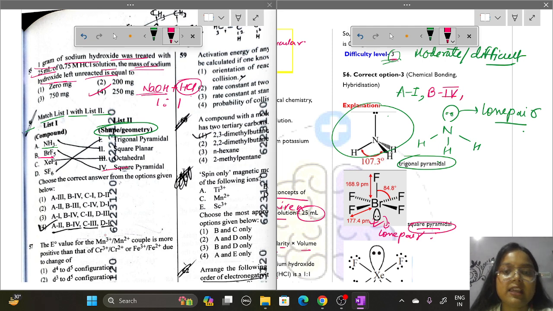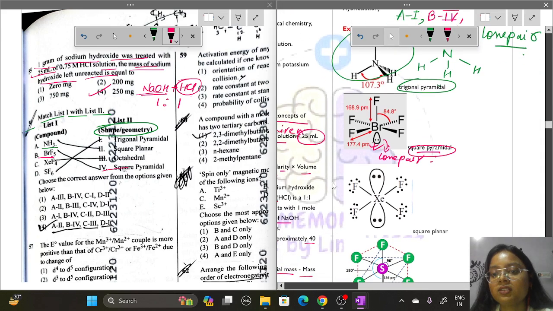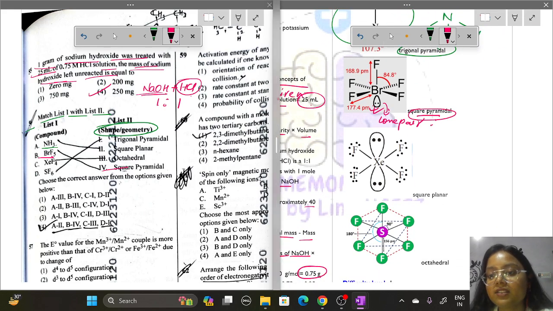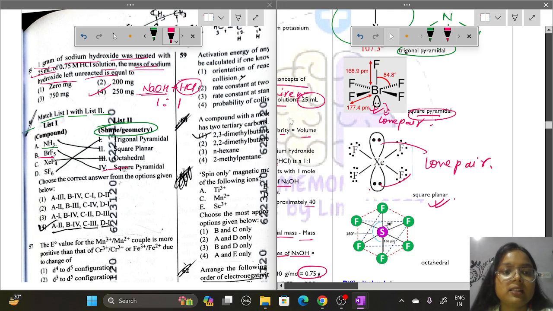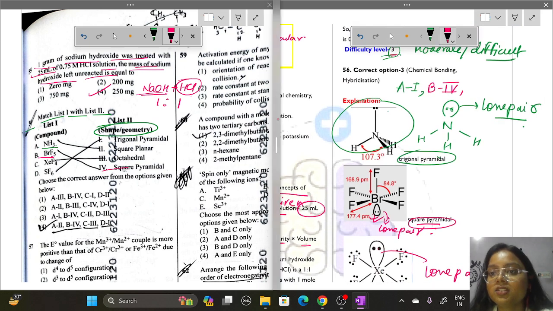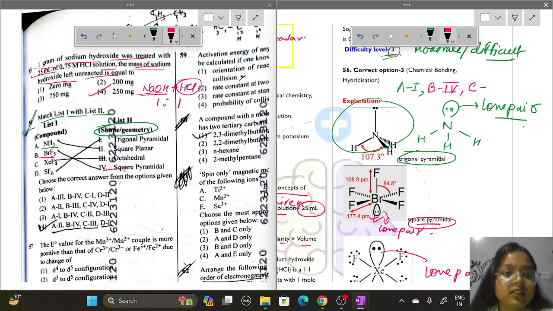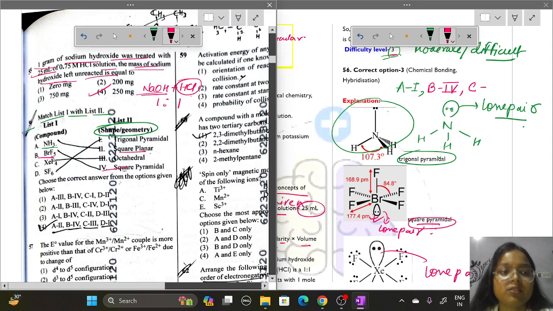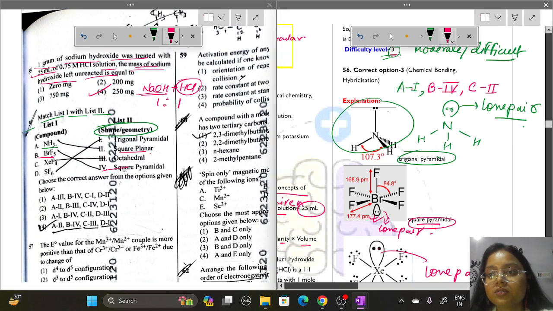Next is XeF4. For XeF4, this will have the square planar geometry because there are two lone pairs present. This and this, there are lone pairs, no? Two lone pairs present. So option C will have square planar. Okay, C is 2.